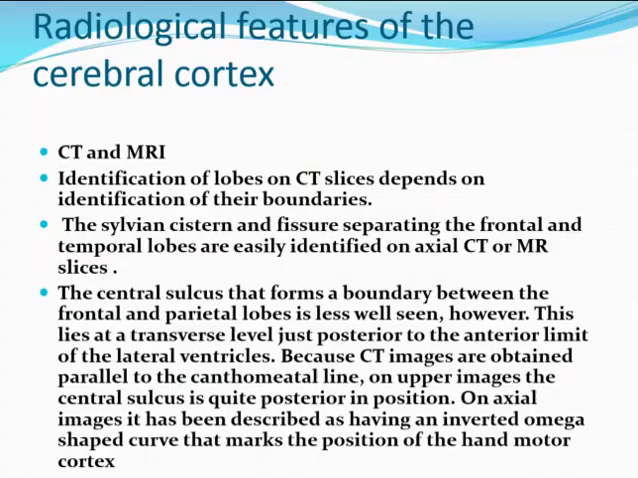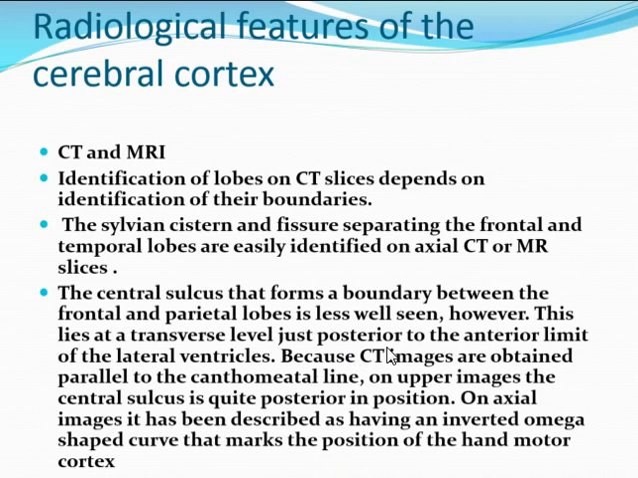The radiological features of the cerebral cortex, CT and MRI. Identification of lobes on CT slices depends on the identification of the boundaries. The Sylvian fissures and cisterns and fissures separating the frontal and temporal lobes are easily identified on the axial CT and MRI slices. The central sulcus is less well seen.